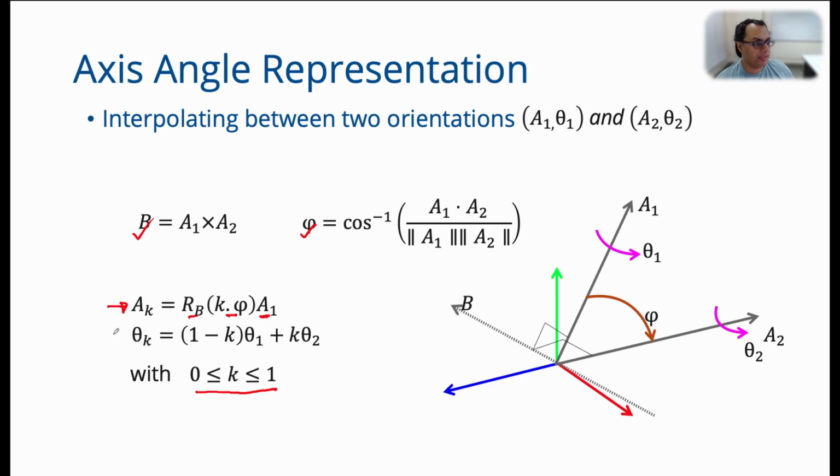And what is going to be the theta for the step K? Well, theta you can directly linearly interpolate between theta 1 and theta 2. So this gives you an interpolated axis and angle, and therefore an interpolated orientation between orientations A1, theta 1 and A2, theta 2.